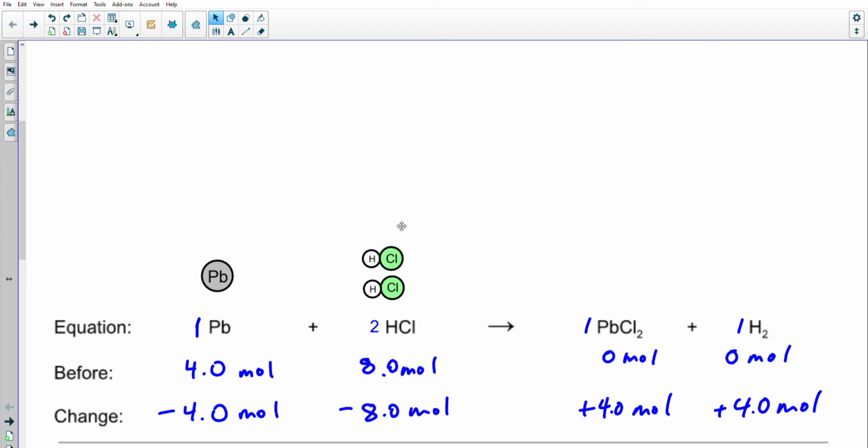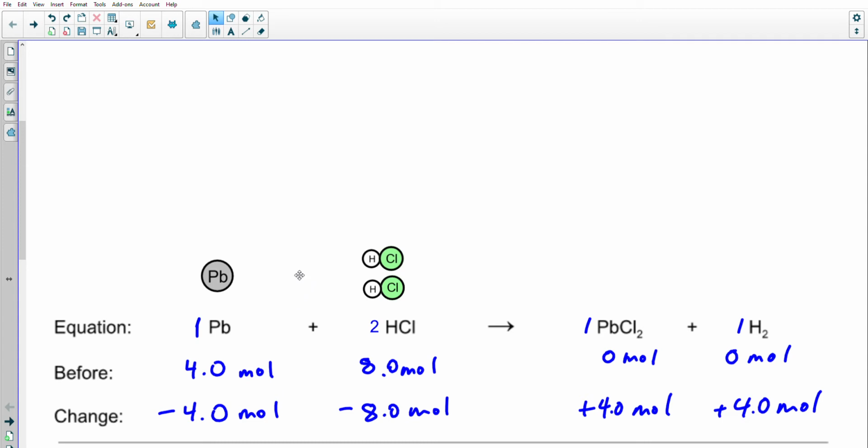I wanted to come back and revisit just the balancing of this equation and how the mole values work out. In this problem, we balanced the equation and said that one lead atom would need to react with 2 molecules of HCl to make 1 unit of lead chloride and 1 molecule of hydrogen.